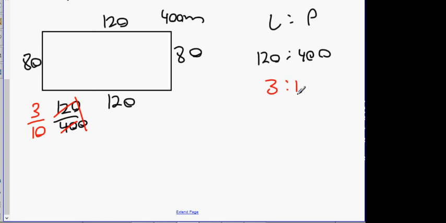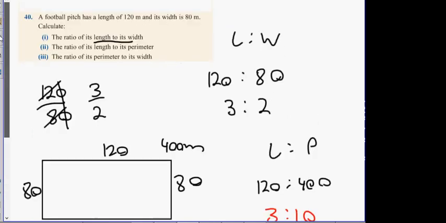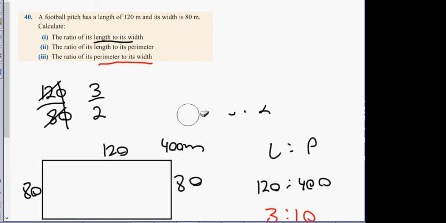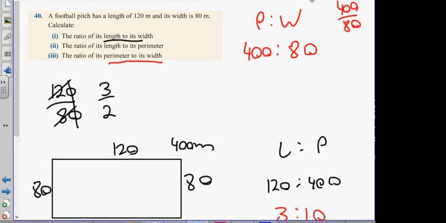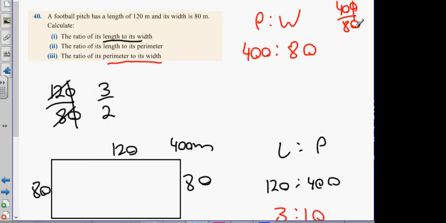3 is to 10. Now, where they'll try and get you is in the language. Perimeter to its width. Which one comes first this time? Perimeter first, then width. And what do we get here? 400 is to 80. Strike off the zero, 40 is to 8. Same thing as? What's 40 divided by 8? 5 over 1, which is 5 is to 1. Okay guys.